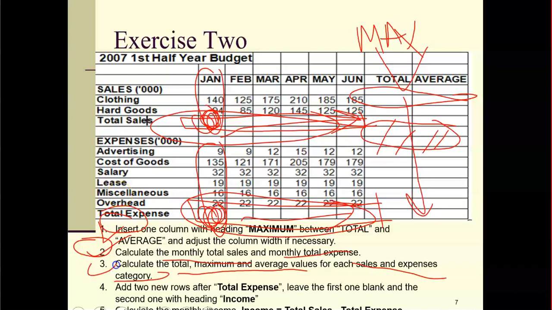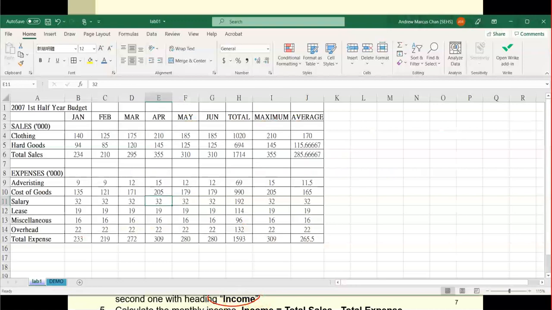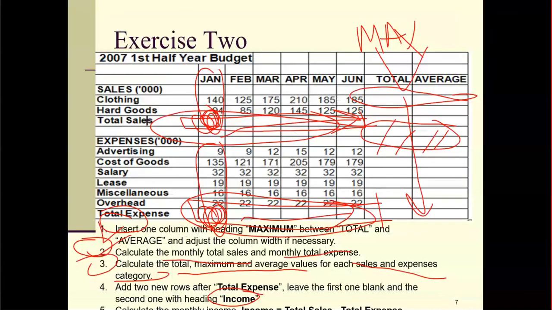So this is our question 3. Question 4 shows you that it is really an income statement as we did in financial accounting. It says we have to have an item called income after total expense. So let's get income down here. Once I type income, let's see what happens.